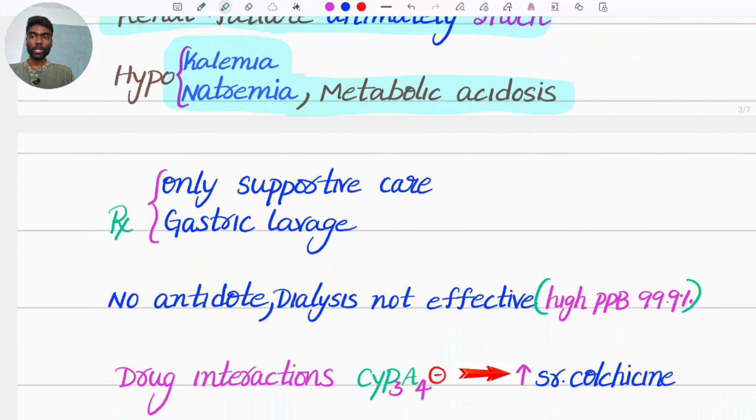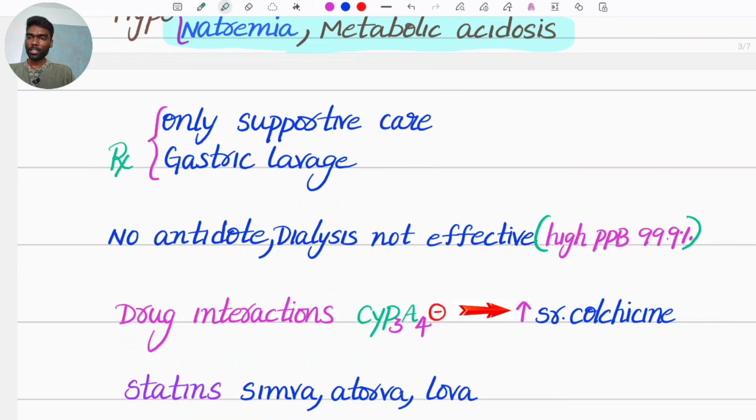How do you treat this toxicity? There is no antidote to treat this toxicity. Even dialysis is not effective as this drug is highly protein bound. 99.9% of the drug will be bound to plasma albumin. Even if you do dialysis, it's not effective. The only thing we can do is gastric lavage to remove the drug which is not yet absorbed, and then supportive care, meaning treating symptoms and treating complications.